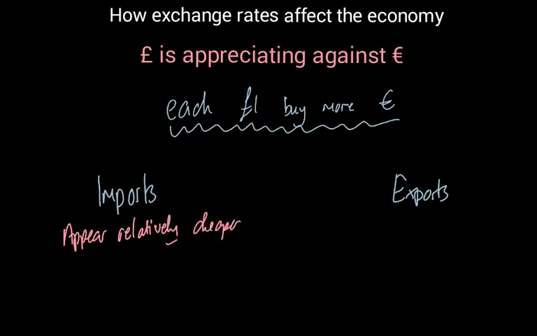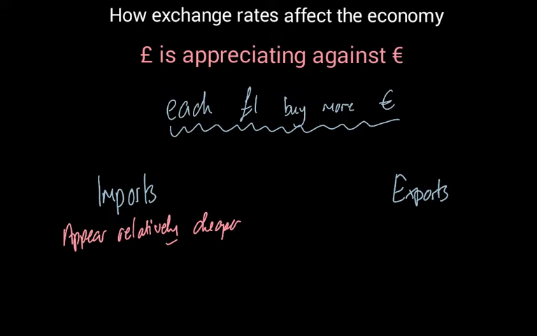It's important when you explain this in an answer that you use the words relatively cheaper rather than they have become cheaper. It may seem like it basically means the same thing, but actually it's quite an important difference. And certainly when you move on to A2 and you consider the kind of effective exchange rates and internal devaluation as well, it's important to make that difference quite clear. So imports from the euro area into the UK will appear relatively cheaper.